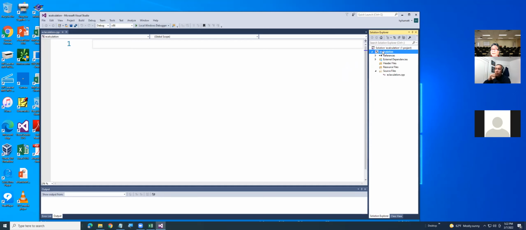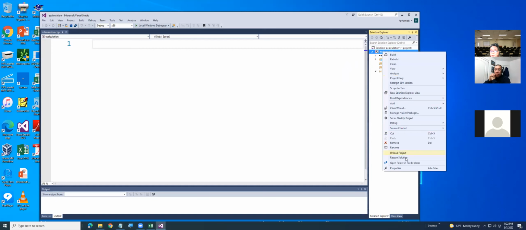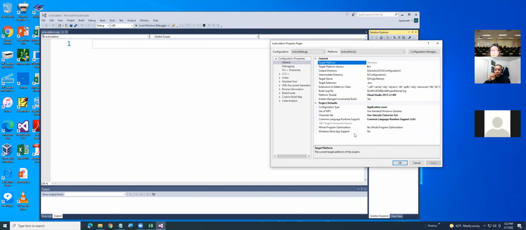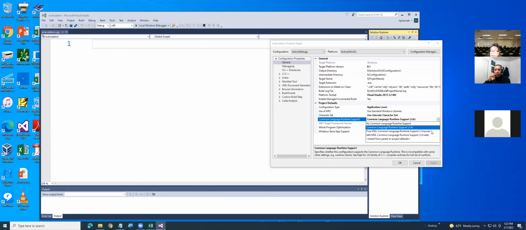Okay, right click on your project. Go to properties. Okay. And click on common language. Sorry, I'm trying to find properties. Okay. Then click on the arrow. Okay, select C/CLR. You see that? No, I can't find properties.